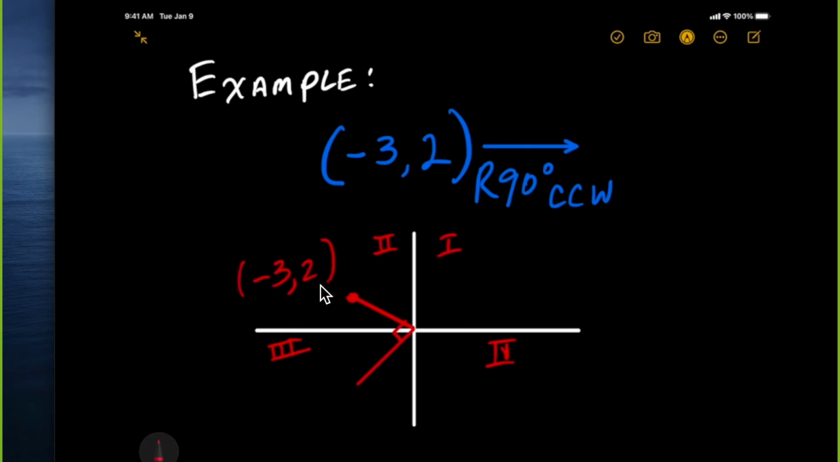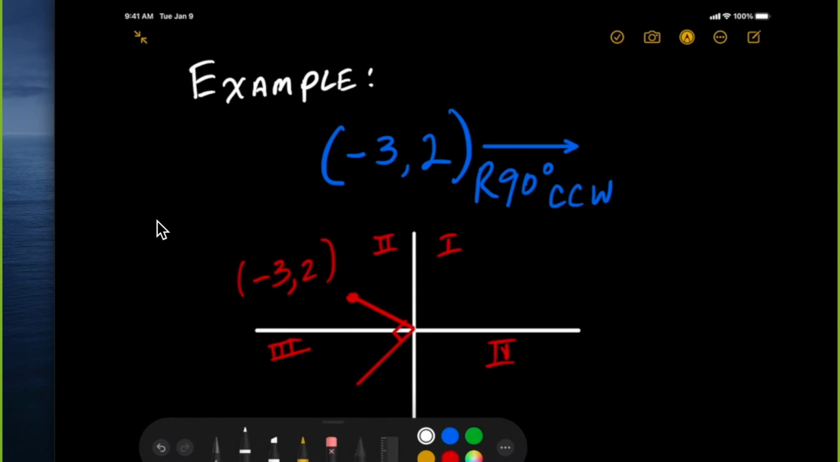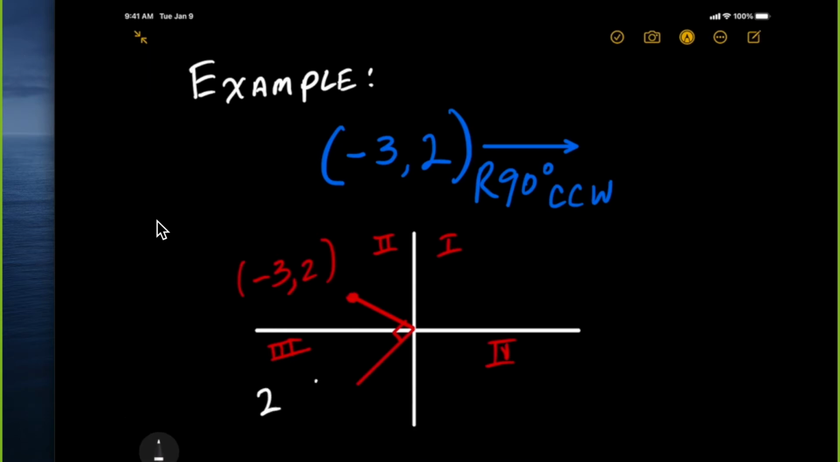Our first move is to flip these because we have a 90-degree rotation. So our new point is going to be 2, 3. We don't worry about the signs yet. We just focus on the absolute value, if you will. Then we ask ourselves, the x value in quadrant 3 has to be negative, so we make that negative, and the y value has to be negative, so we make that negative. Folks, this is your final point. So if this was A, this would be A prime.